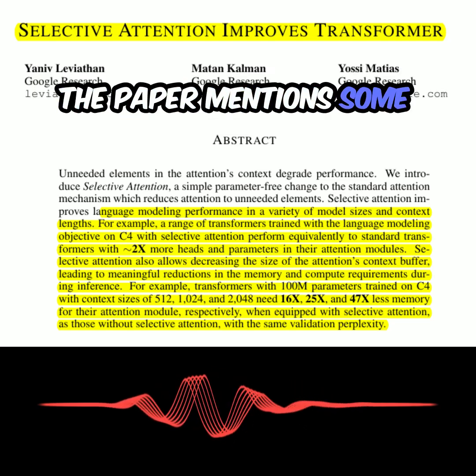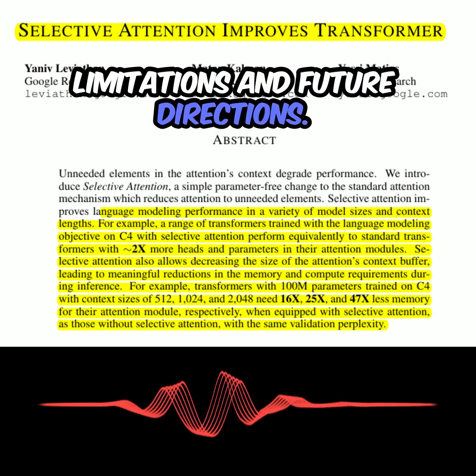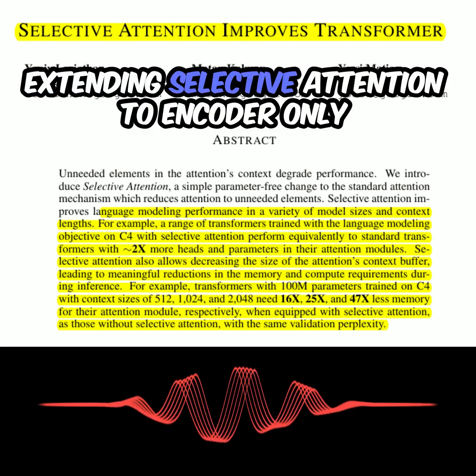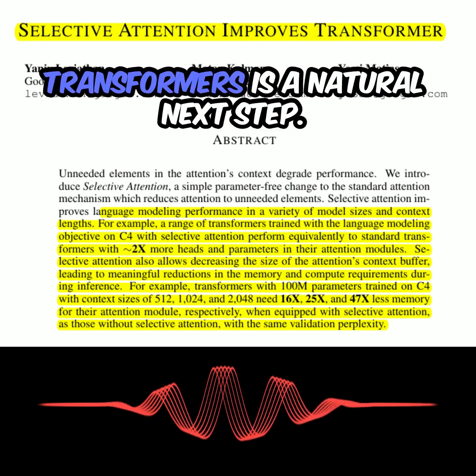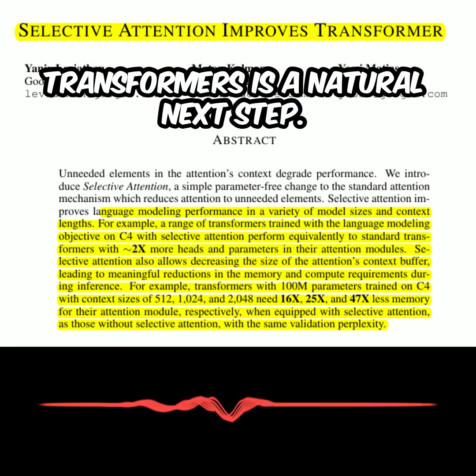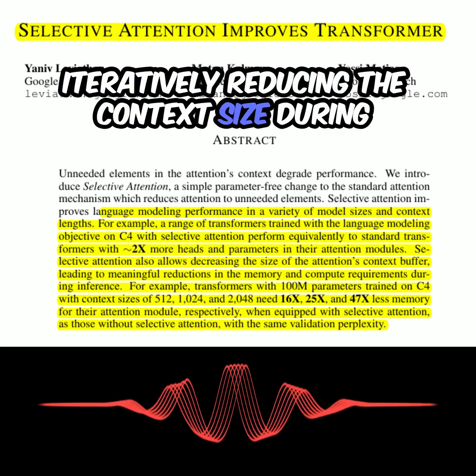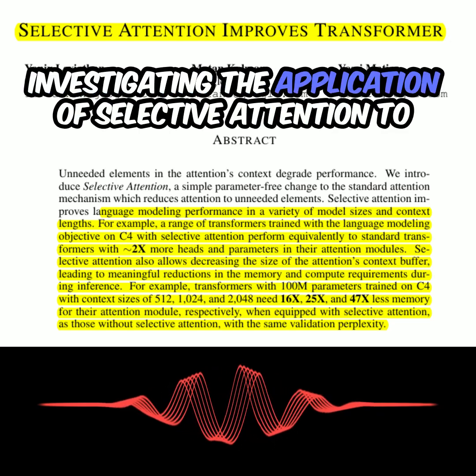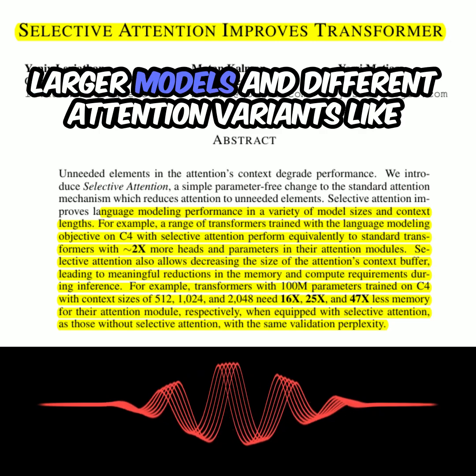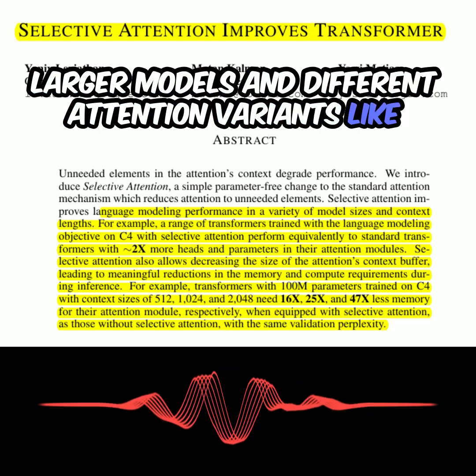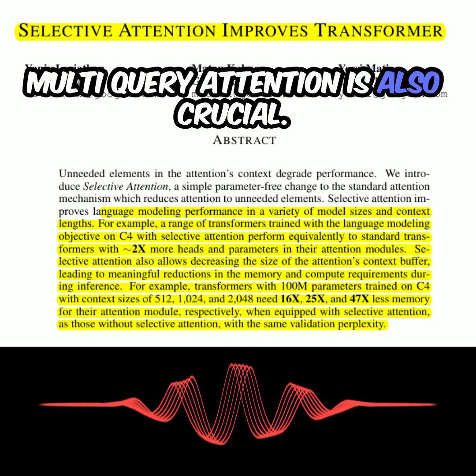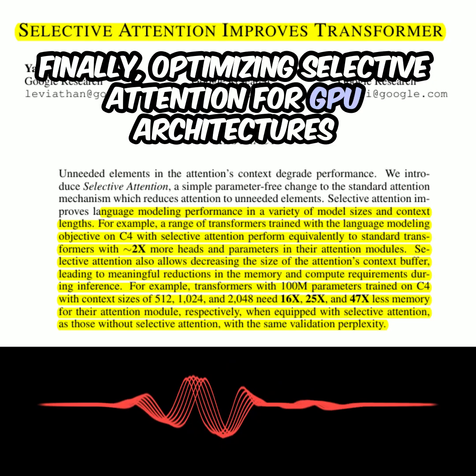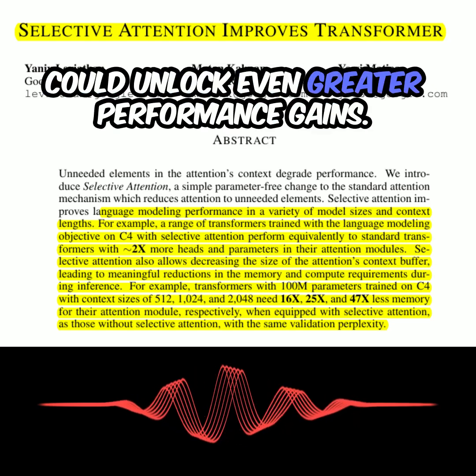The paper mentions some limitations and future directions. What are some of the most promising avenues for future research? Extending selective attention to encoder-only transformers is a natural next step. Iteratively reducing the context size during training could further improve efficiency. Investigating the application of selective attention to larger models and different attention variants, like multi-query attention, is also crucial. Finally, optimizing selective attention for GPU architectures could unlock even greater performance gains.